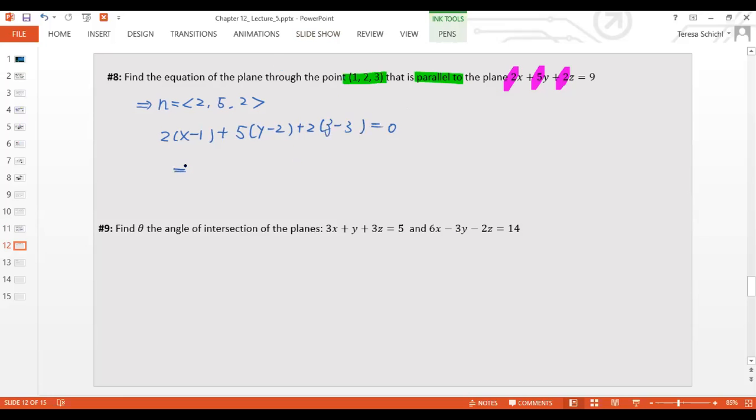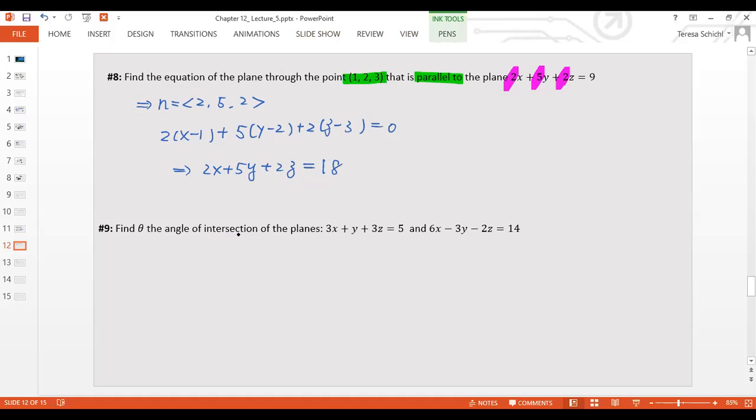Okay, so now you simplify it a little bit. So it's 2x plus 5y plus 2z is equal to what? Is equal to 18, right? All right, so that's pretty good.